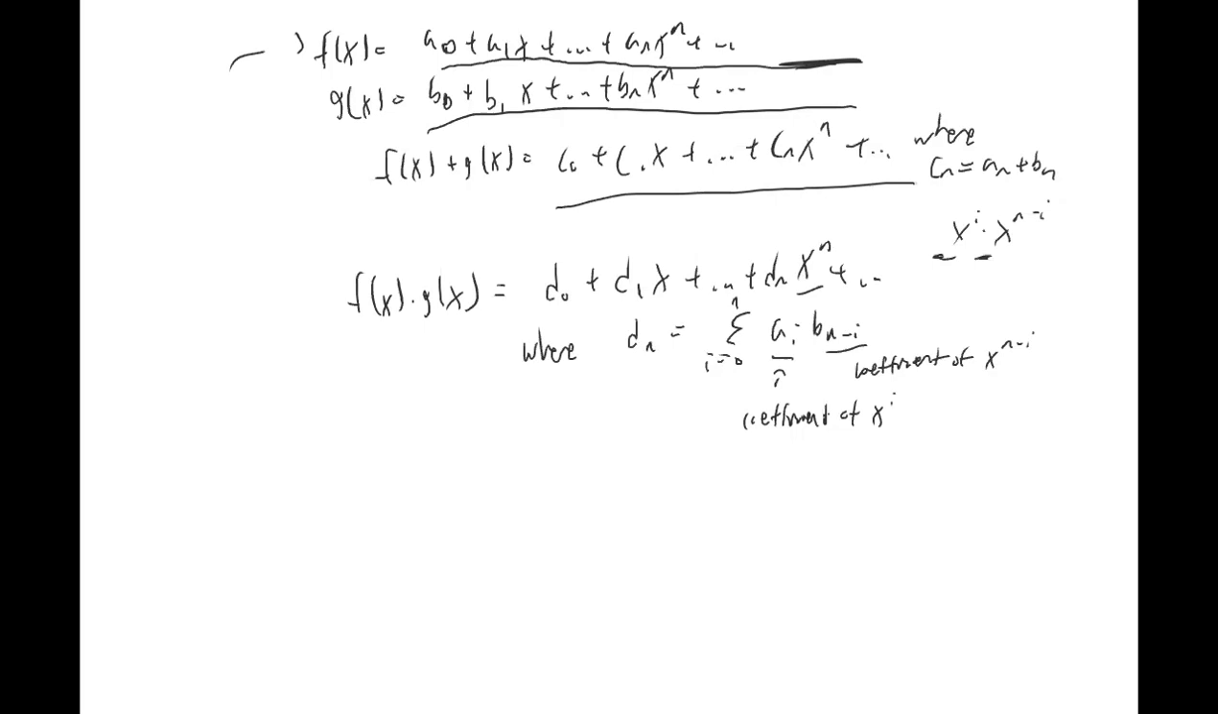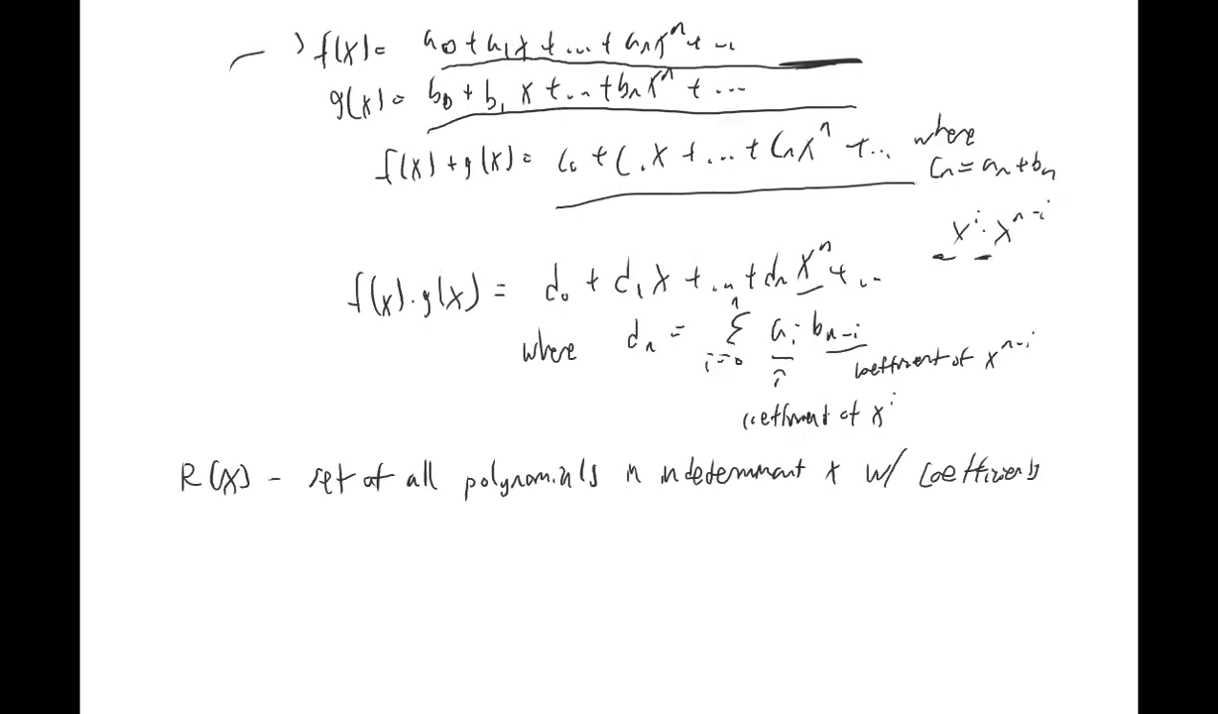Okay, so R[x]: you can check that if we define R[x] to be the set of all polynomials in indeterminate x with coefficients in the ring R, then this forms a ring.